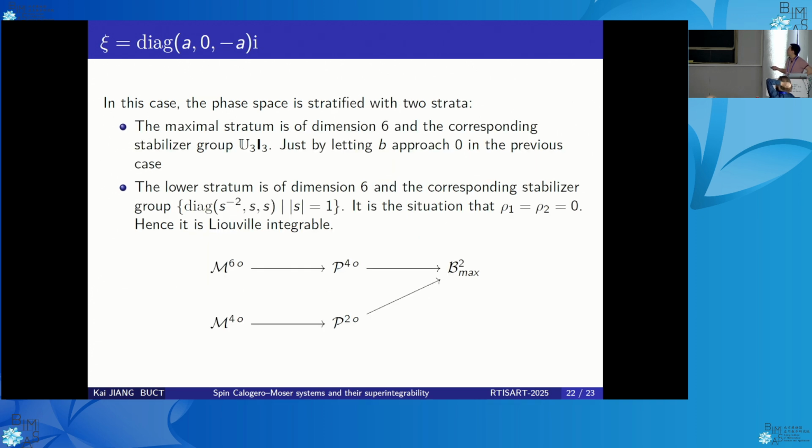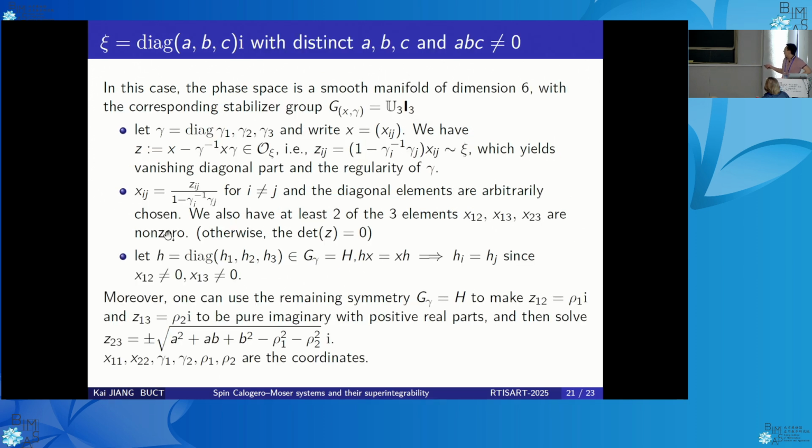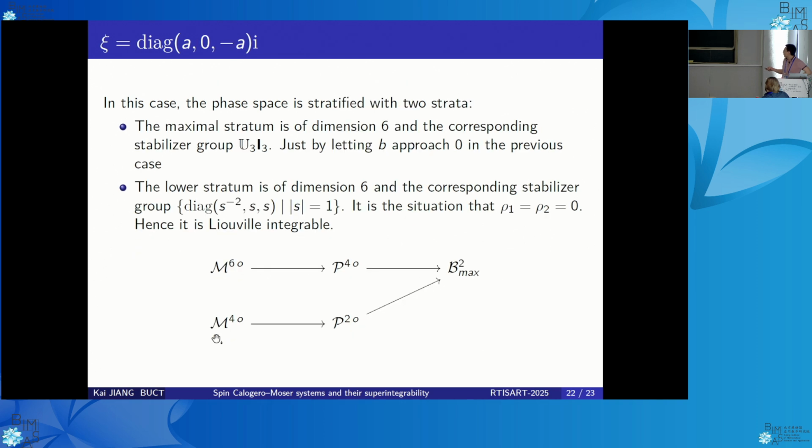And there is another case. It is like this: A equals C equals A, and the other is minus 2A, because it is traceless. So in this case, the phase space is stratified with 2 strata. The maximum stratum is of dimension 6 as before, and the corresponding stabilizer group is also as before. Here we can see that we have this Z1, Z2, and for the maximum stratum in the phase space, we just let P approach 0.